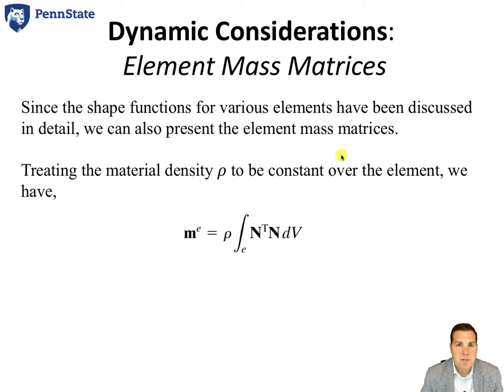Okay, let's talk a little bit about the element mass matrices very briefly. And this is important. It's kind of like the stiffness, what we've done there for the structural problem in quasi-static. So since the shape functions for various elements have been discussed in detail, we can also present the element mass matrices. So you treat the material density to be constant over the element, and we're left with the mass of the element equal to rho times the integral of these shape functions, N transpose N dV.